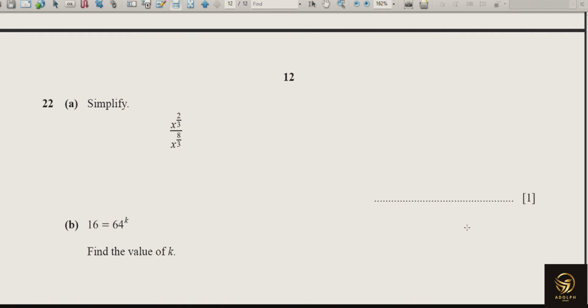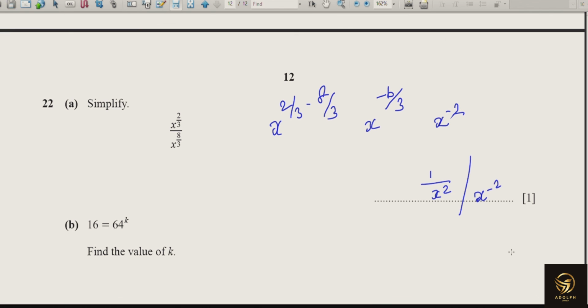Simplify x power 2 by 3 divided by x power 8 by 3. I have to simplify it. If I have the same base and both are dividing, then I subtract the powers: 2 by 3 minus 8 by 3. That gives minus 6 by 3, which is minus 2. But mostly we won't give the negative power. We'll give 1 by x square, which is a better answer here, or x power minus 2 is also okay. You can give anything as the answer.